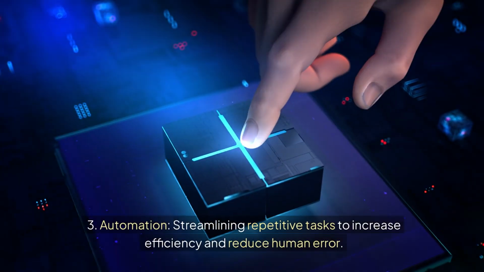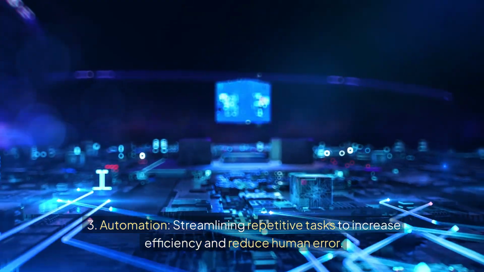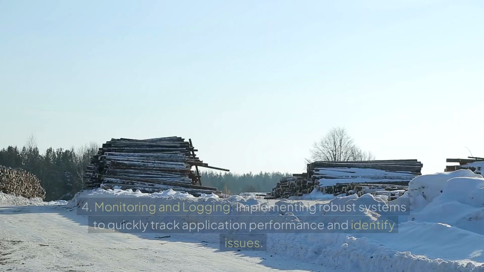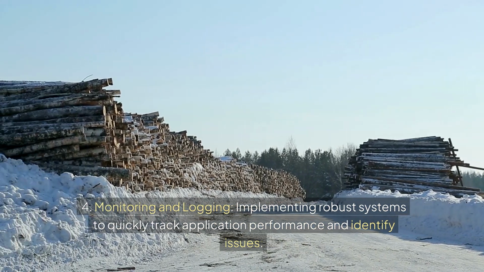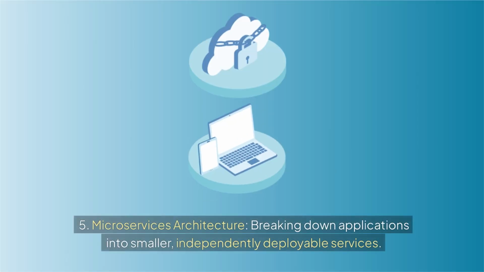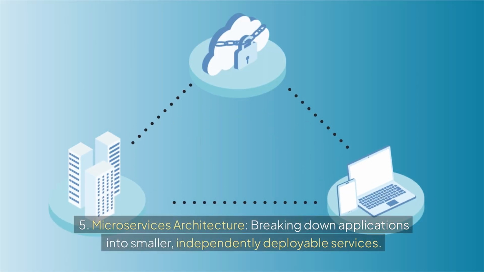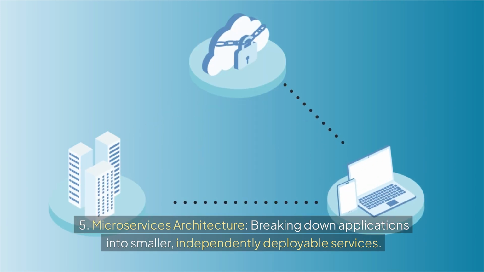3. Automation, streamlining repetitive tasks to increase efficiency and reduce human error. 4. Monitoring and logging, implementing robust systems to quickly track application performance and identify issues. 5. Microservices architecture, breaking down applications into smaller, independently deployable services.